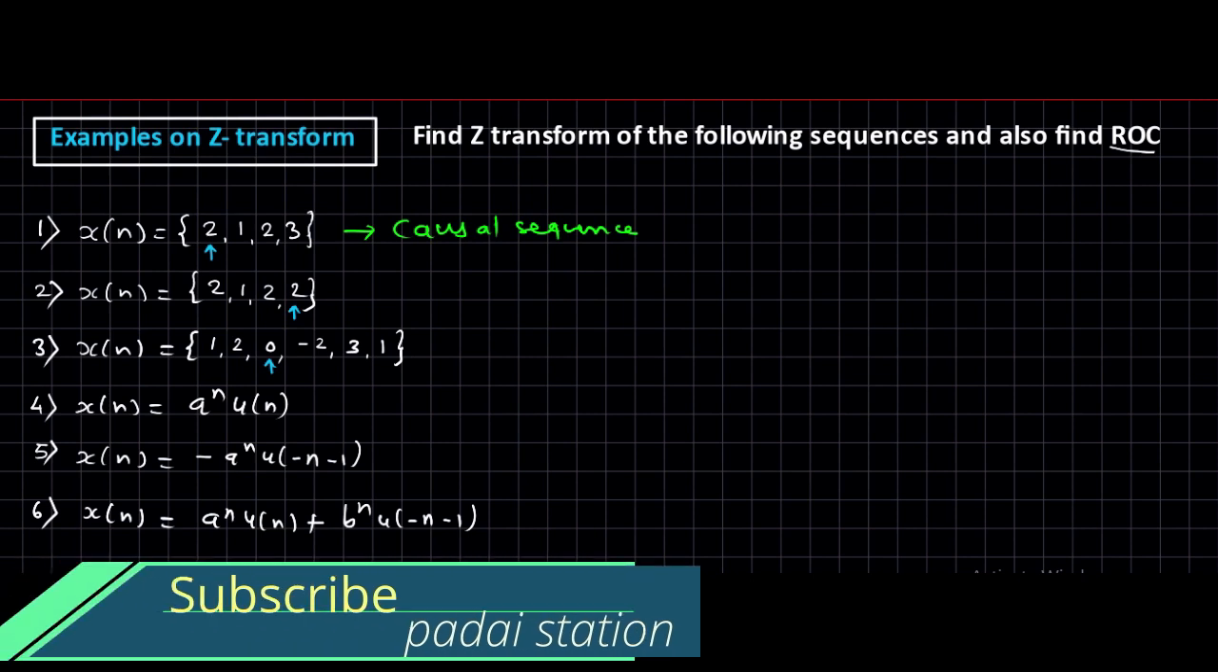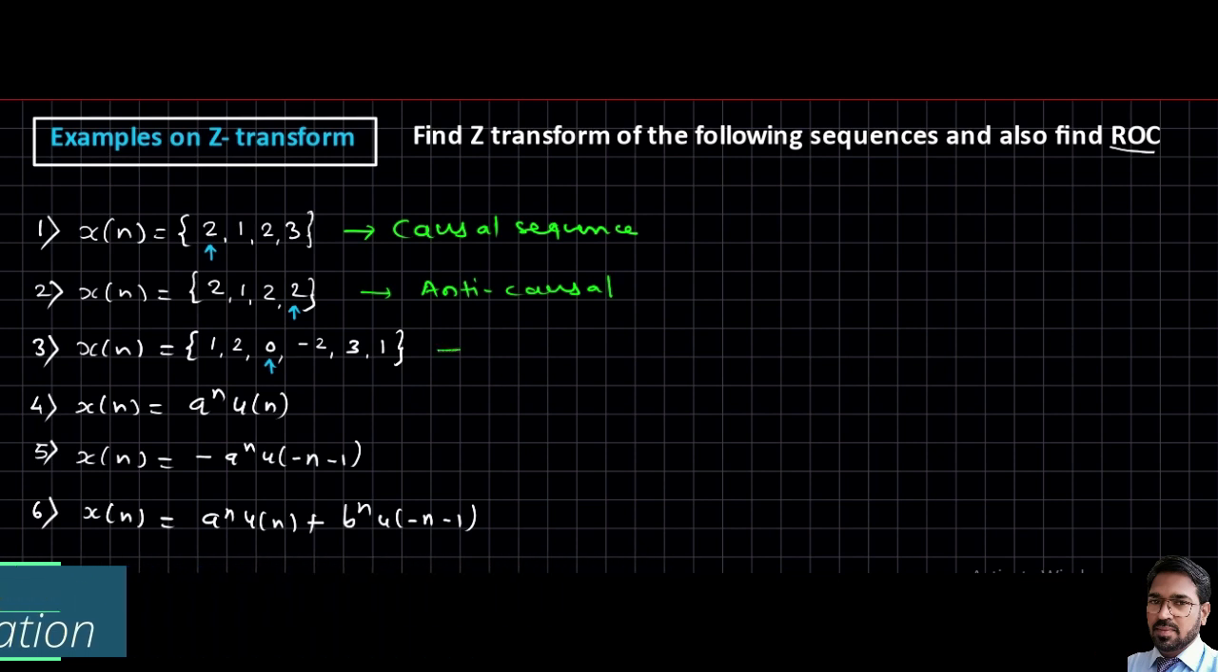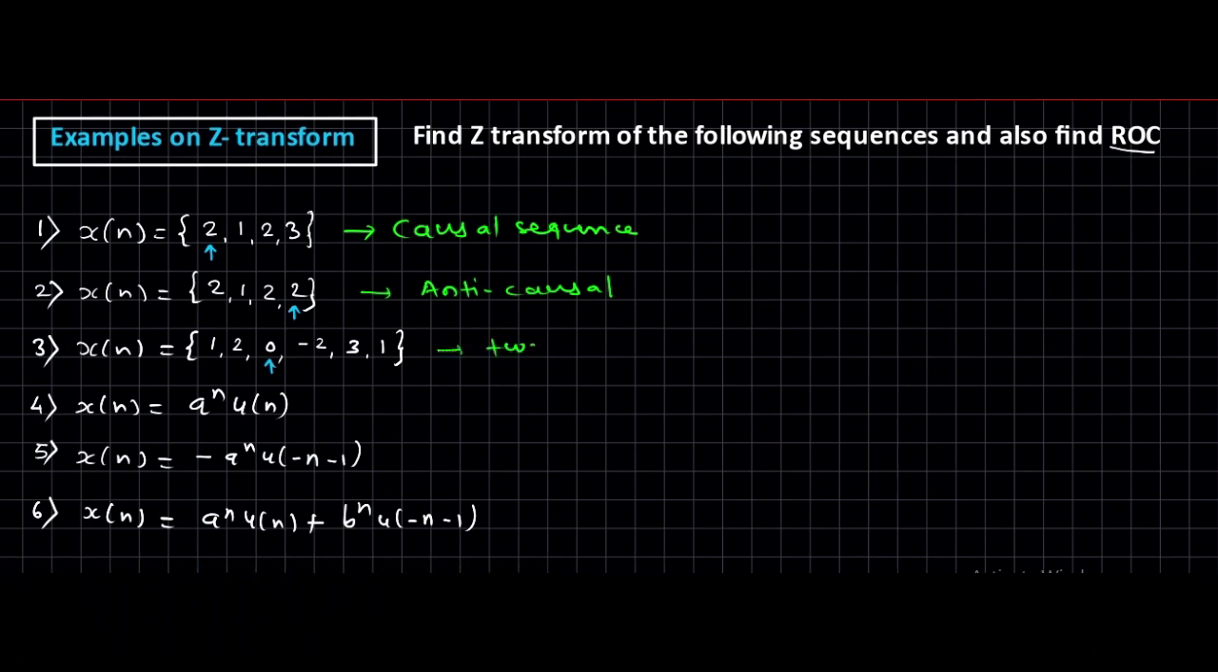And here n equal to 0, so left side. It means it is the anti-causal sequence. And in this sequence the arrow indicates n equal to 0, so there is a left side of 0 and a right side of 0. So this is the two-sided sequence.